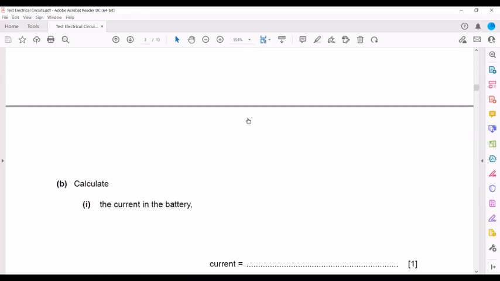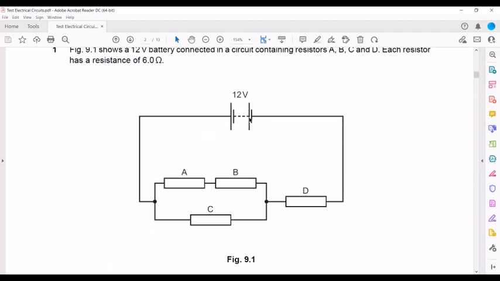If we want the current in the battery, we have the formula V equals IR. V is the total voltage of the circuit, and R is the total resistance. So what is the total resistance of the circuit? When we work out all of this part, the combined resistance is 10.